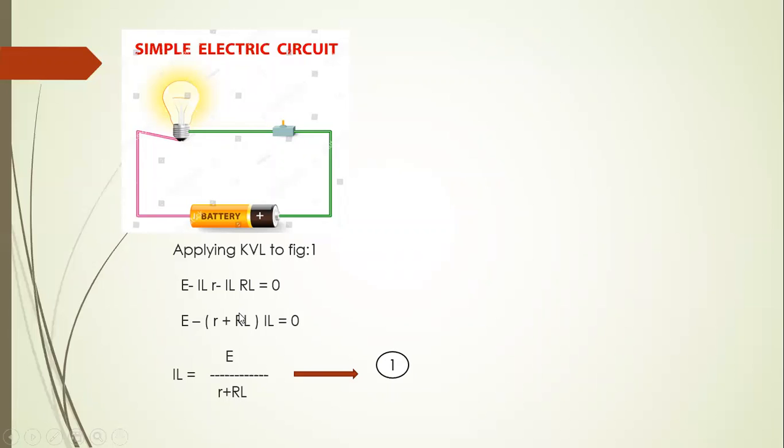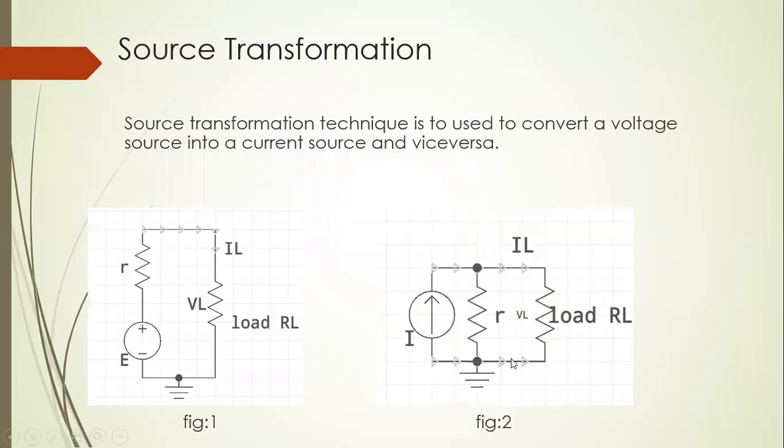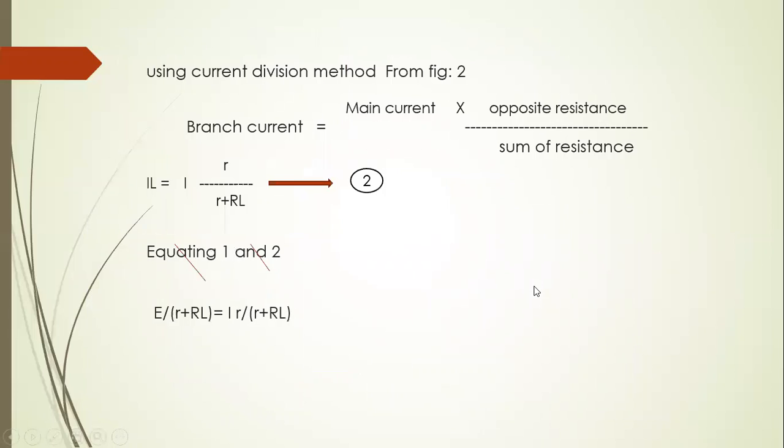Now writing the equation for figure 2. The best equation we can use to write the load current in the form of a formula is: a branch current is equal to the main current into the opposite resistance divided by the sum of resistances.